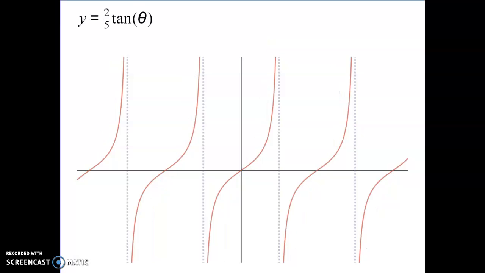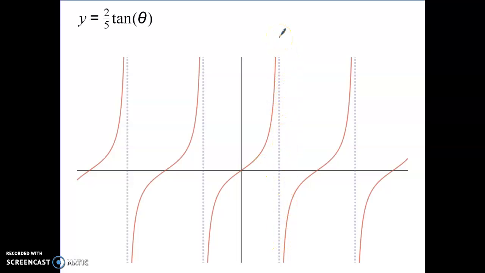Okay, so the 2/5. Well, 2/5 is less than 1. So I know that's going to be a vertical shrink. So that means that it's going to become fatter, right? It's going to smash toward the origin. But again, I've got those asymptotes right there. I can't cross over the asymptote. Remember, it's undefined at these points.